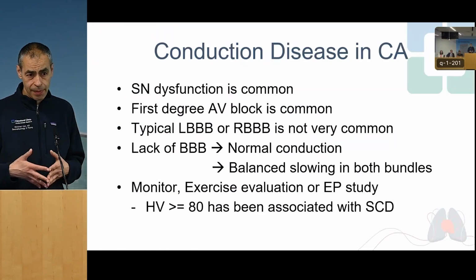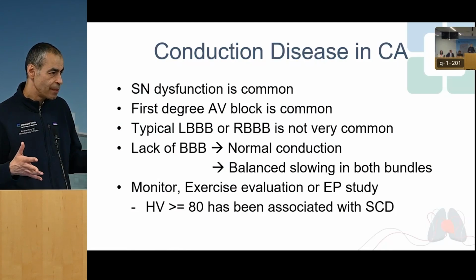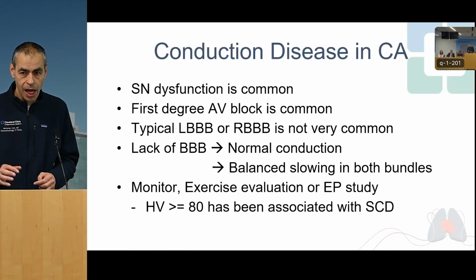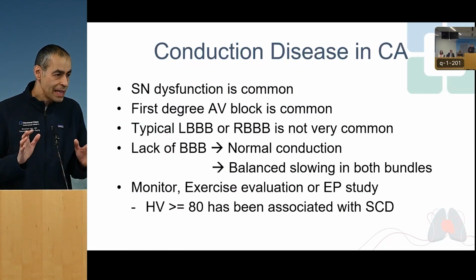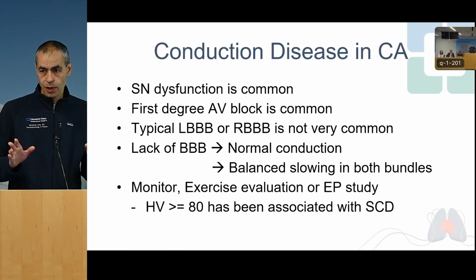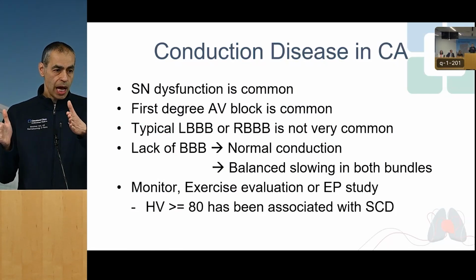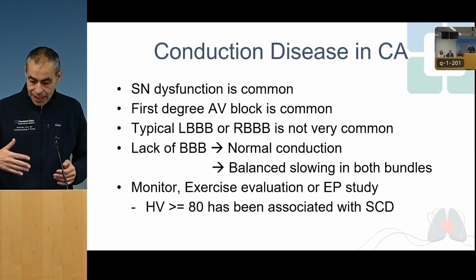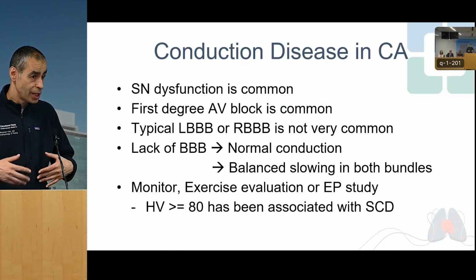It's not uncommon in patients with amyloidosis. The most common feature you see is sinus bradycardia and then first-degree AV block. First-degree AV block is not that benign in patients with cardiac amyloidosis because what you could have is balanced decreased conduction in both the left and the right bundle. So when I see patients with first-degree AV block, you want to exercise them.